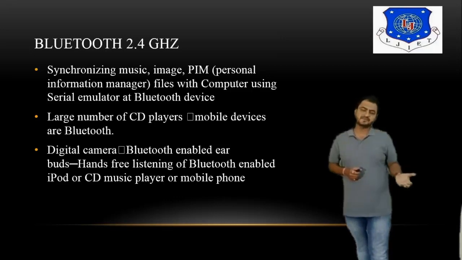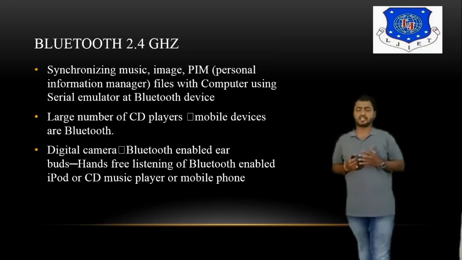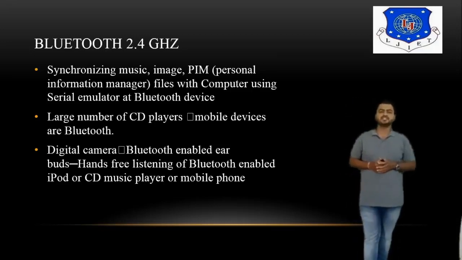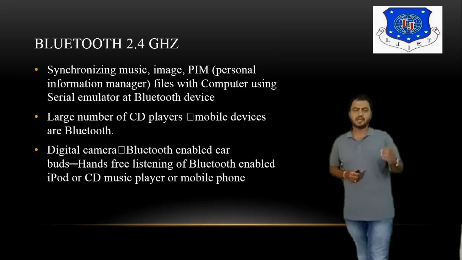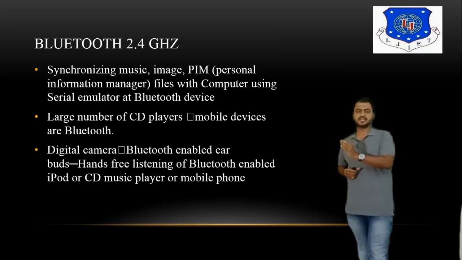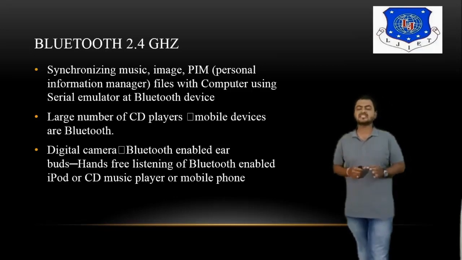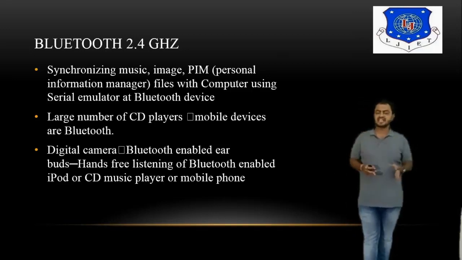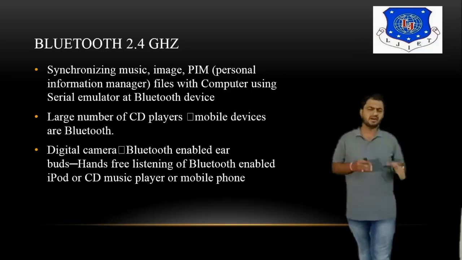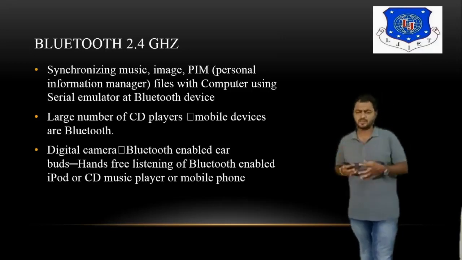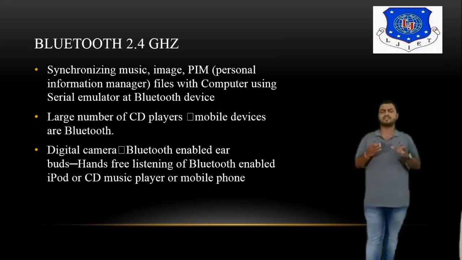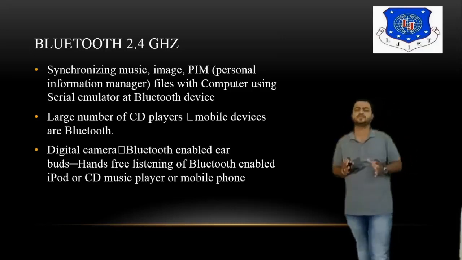Now we're talking about the other types of protocol, one of the most popular, Bluetooth, right? Bluetooth at 2.4 gigahertz, synchronizing music, images, personal information, and messenger files with a computer using the serial eliminator and Bluetooth devices. A large number of CD players and mobile devices come with Bluetooth, as I already told you. Digital cameras, Bluetooth-enabled cars, earbuds, different types of iPods, CD players, smartphones. These are the different types of applications, or we can say examples, of a Bluetooth system.